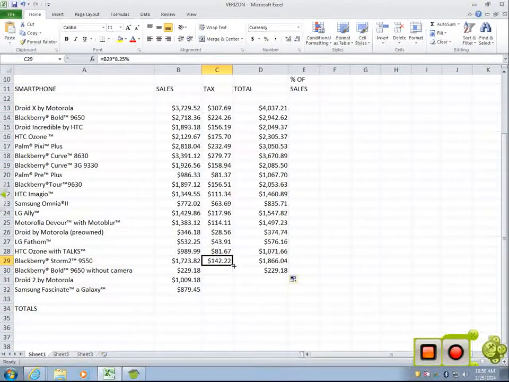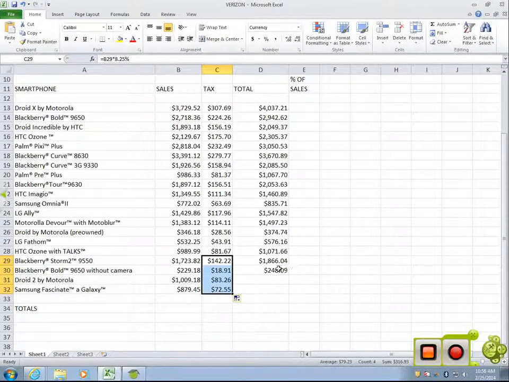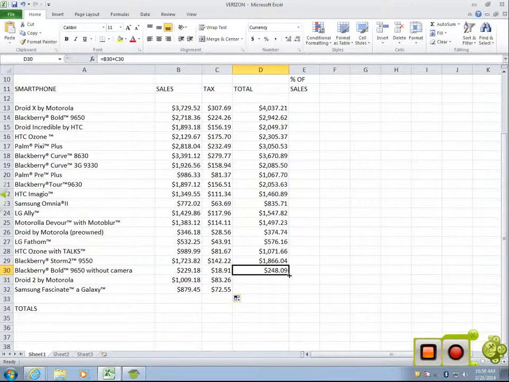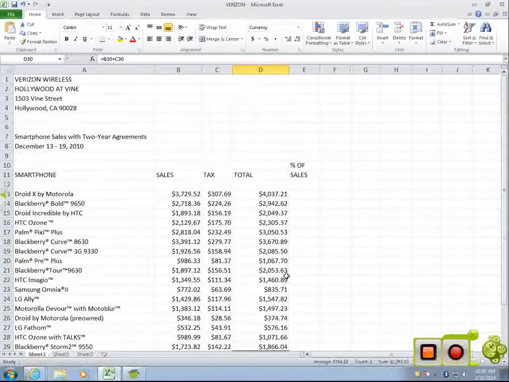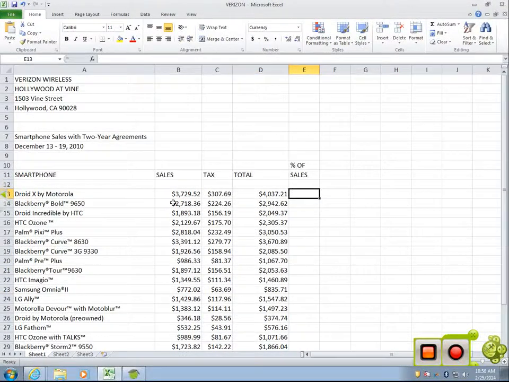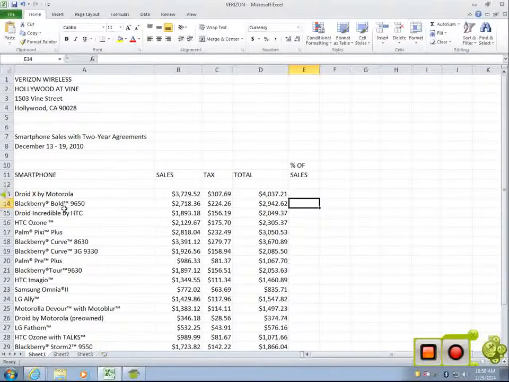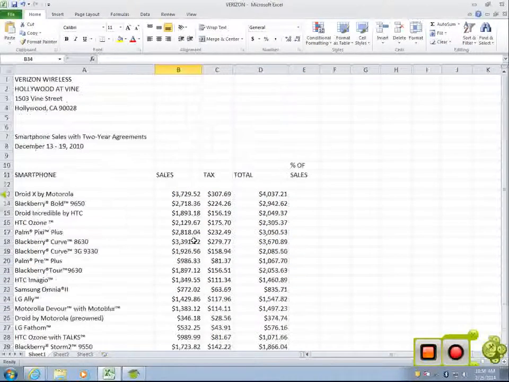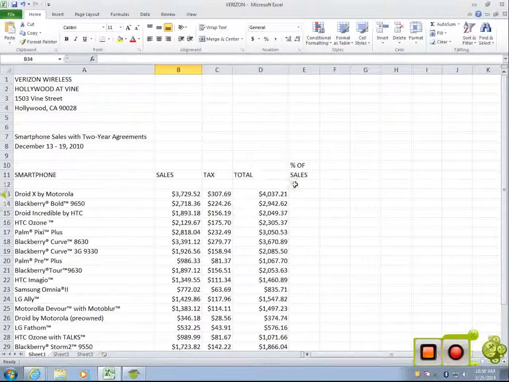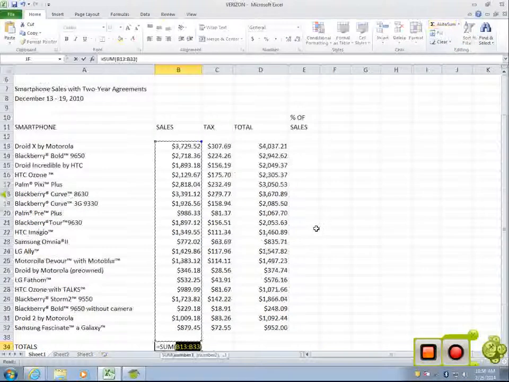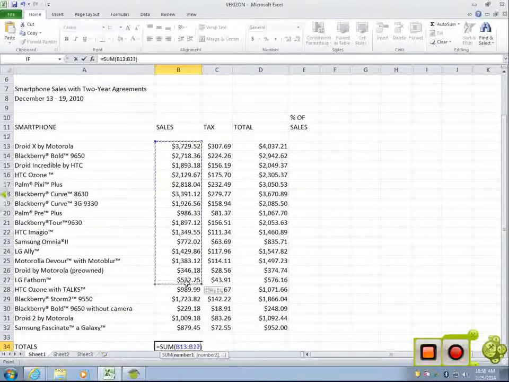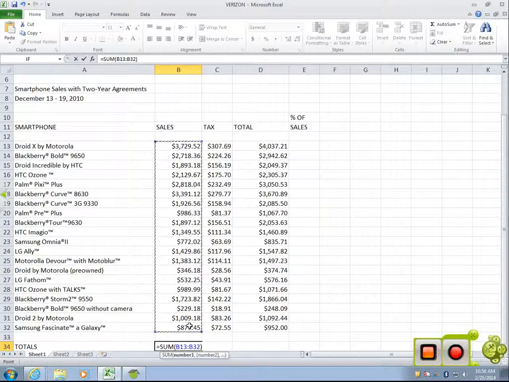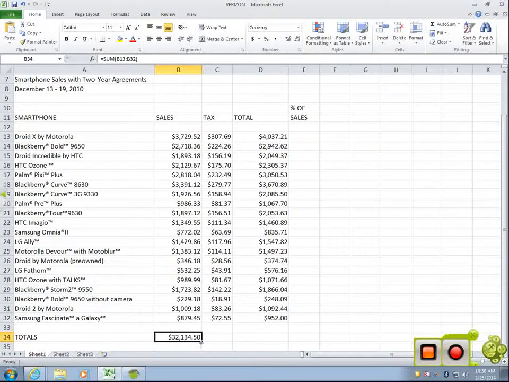This is where we're going to get trickier. So the percent of sales wants us to figure out which is the percent of sales of each one. So what was the Droid? What percent of sales was the Droid? What percent of sales was BlackBerry, etc. So in order to do this, I have to sum the total sales tax and total. So I'm just going to use the auto sum. I'm going to put my cursor here. I'm going to highlight the range of cells, which is B13 to B32. Once I've done it once, I can just click and drag across.